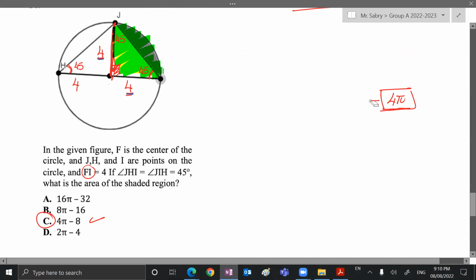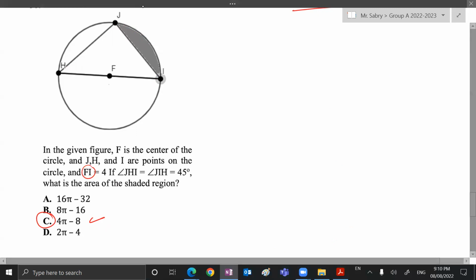So looking at the whole thing, from the very beginning, we saw a shaded region, which means we have to first get the area of this entire sector and then remove from it this triangle here. This will leave me with the area of the shaded region. Is that true? So that's the plan.